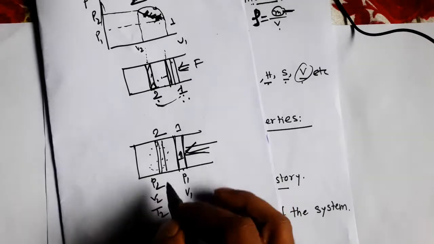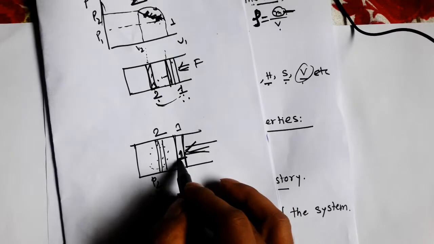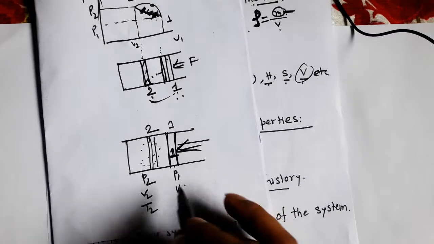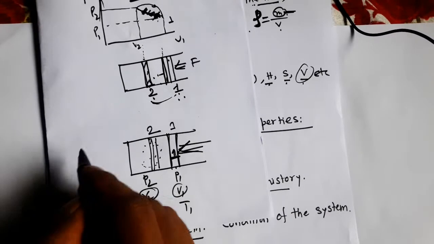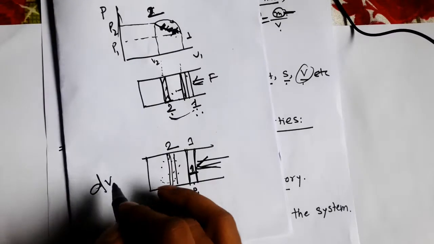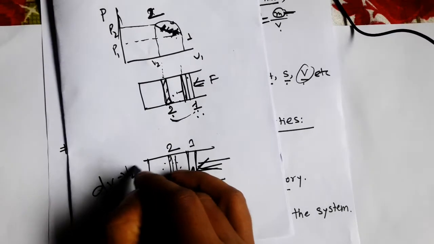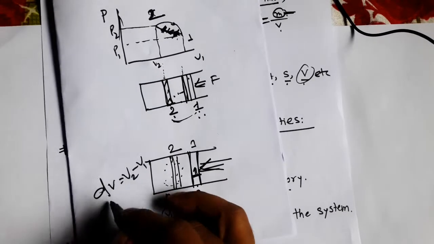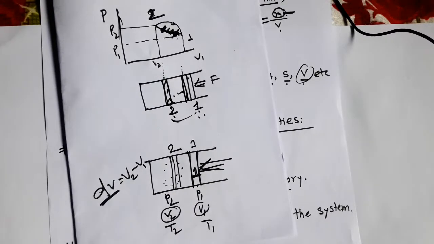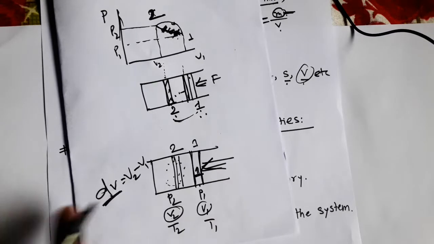Exact differential means what? Suppose initial volume is V1 and final volume is V2. So what is the change of volume here? We can write it that way: dV equals V2 minus V1. That's why we can say all the properties are exact differentials.